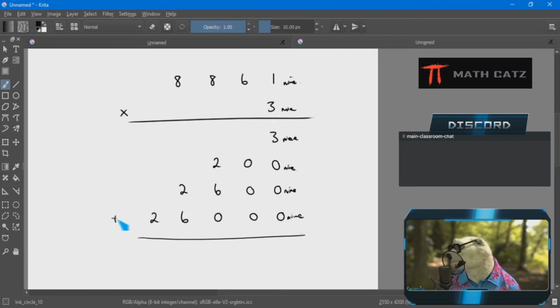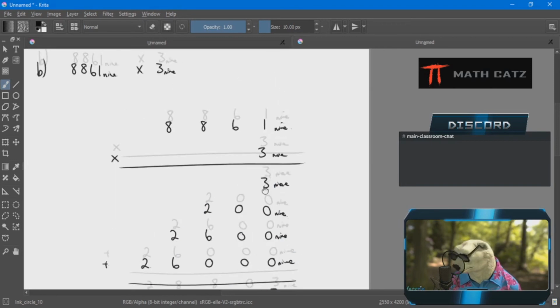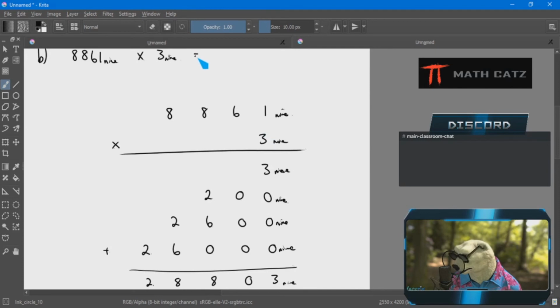And then I add, see if there's anything that carries over. There is not. So the addition is kind of boring. Squeeze in my answer here. 28803 base 9. Well, that's a lot. Now there we go. It's the method that's important. The technicalities of the number system, it's really an afterthought. I do have to keep that in mind, but it doesn't change the method.